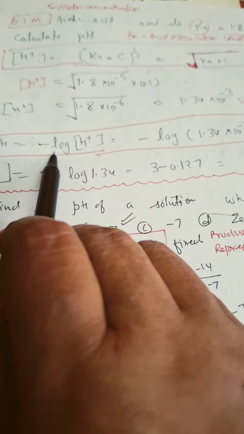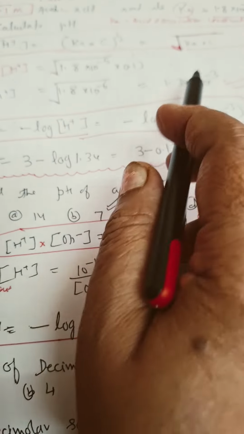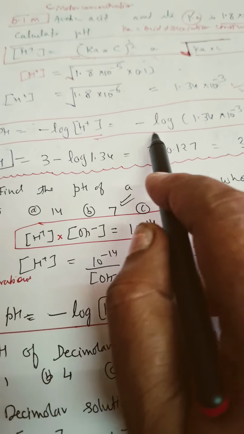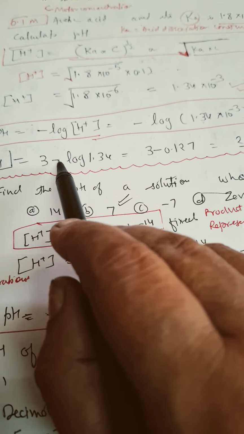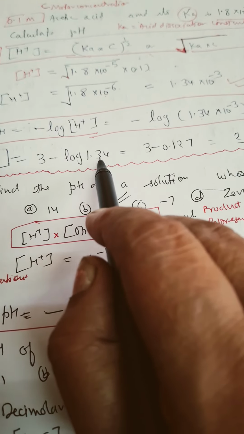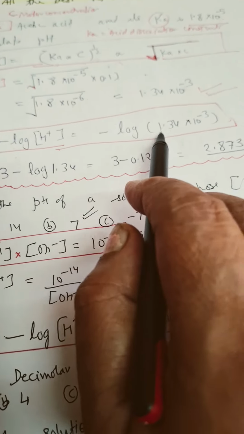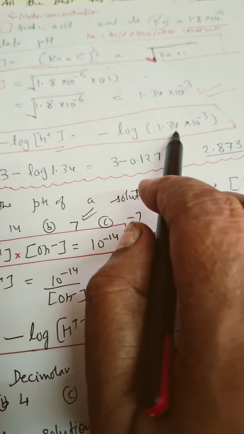Now pH will be minus log of H ion concentration. Put this value over here. So pH will be minus log of 1.34 into 10 raised to power minus 3. How do we write it? We have to write down this 3 over here, which is 10 to power minus 3, multiplied by 3 here. It will be equal to 3 minus log of 1.34.